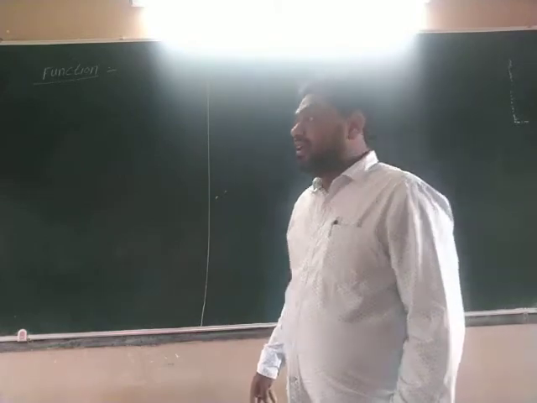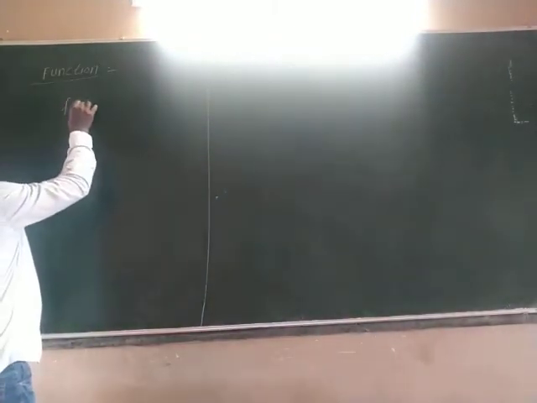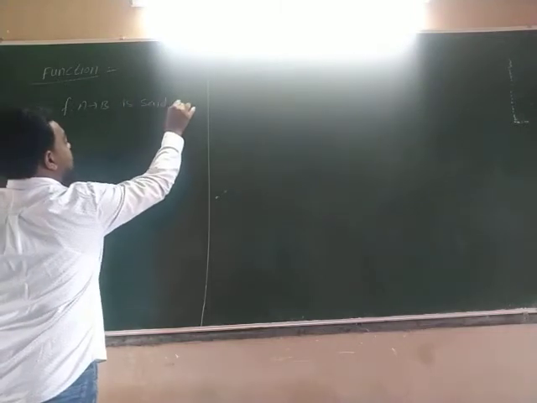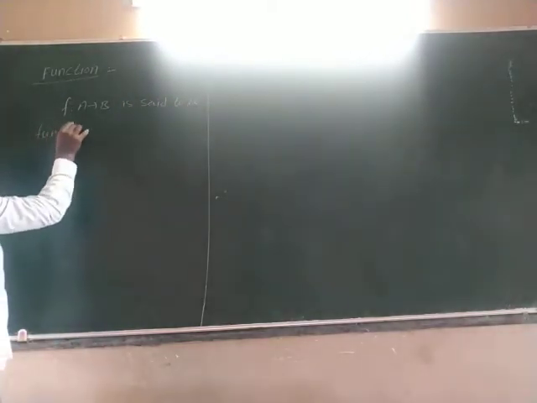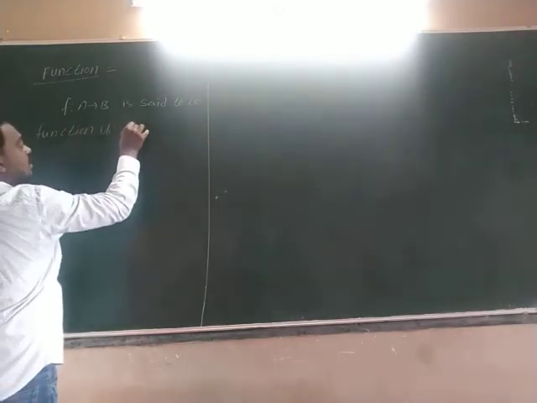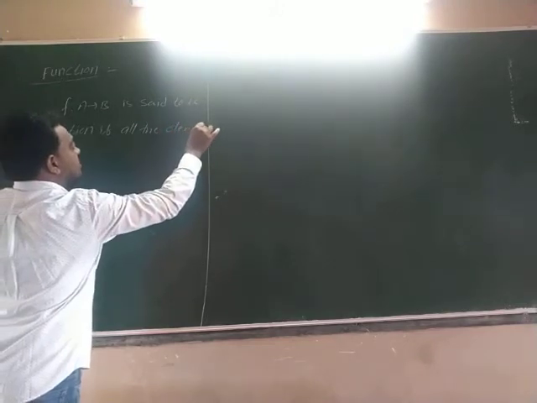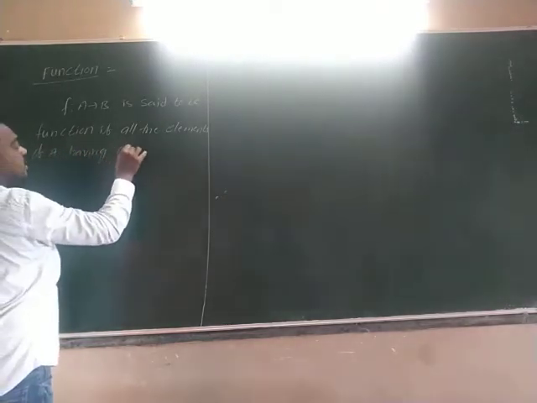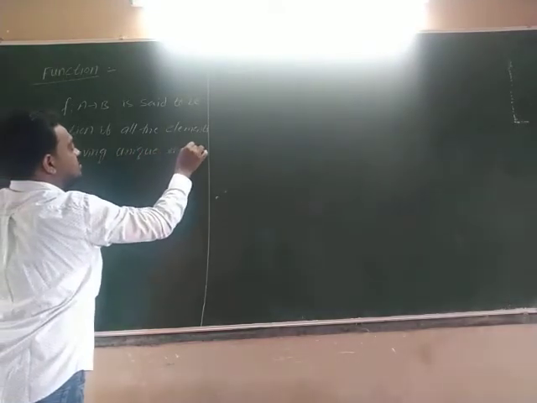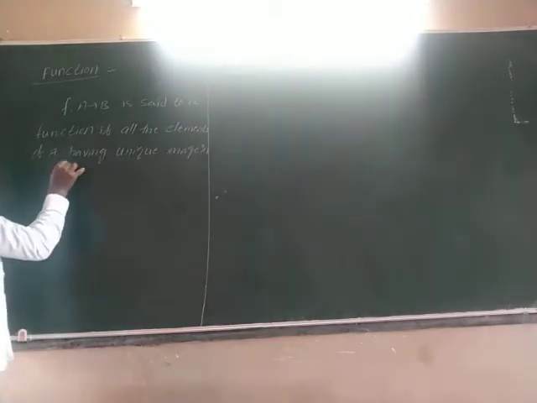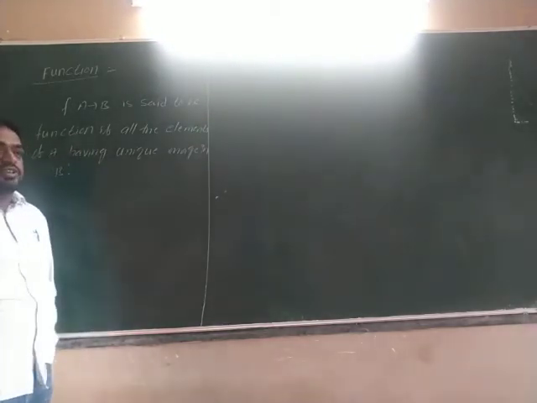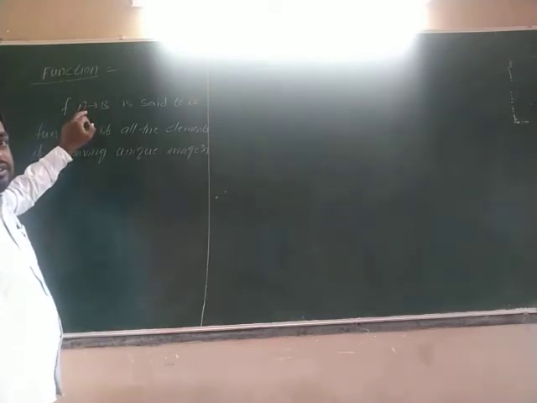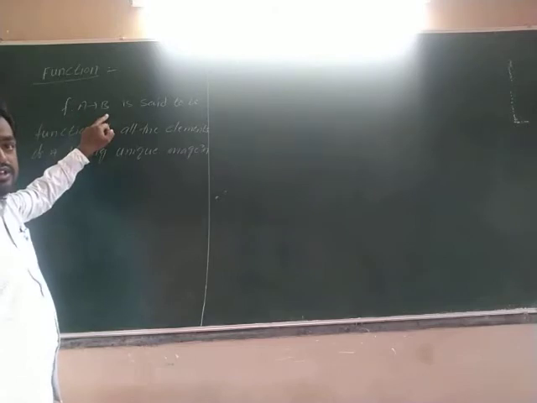A relation f, a mapping from A to B, is said to be a function if all the elements of A have a unique image in set B. That means if all the elements of A have unique images in B, then the relation f, mapping from A to B, is called a function.